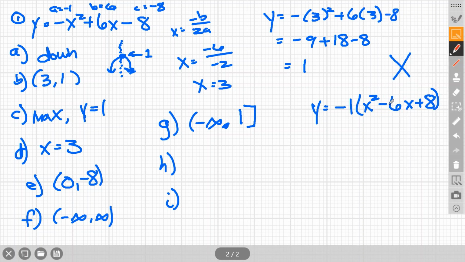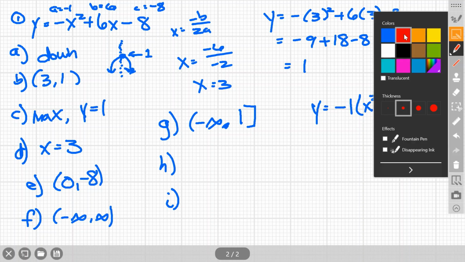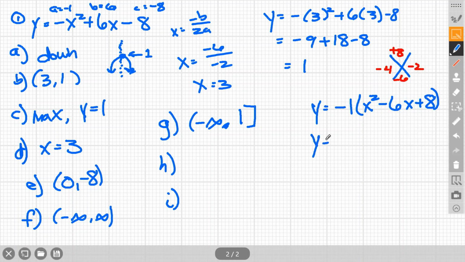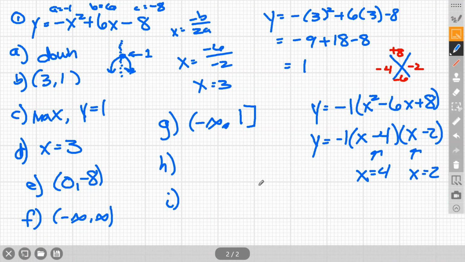So this factors into, positive 8 up top, -6 on the bottom, so the two numbers I'm looking for are -4 and -2. -4 times -2 is 8, -4 plus -2 is -6. So this factors into -1 times (x minus 4) times (x minus 2). So I can see that my zeros, in other words my x-intercepts, are 4 and 2. So the zeros are x equals 4 and x equals 2.